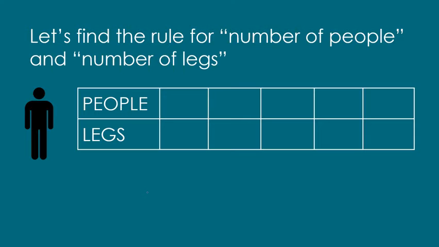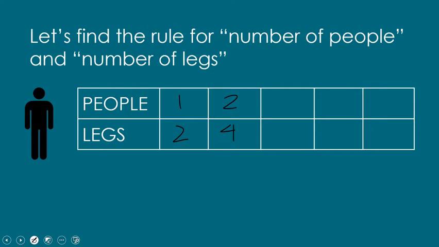So let's create another one. Let's do an example here. What if I wanted to find the relationship between the number of people and the number of legs? If one person was standing at the front of this room, there are 2 legs. Then let's say that person grabs another person. So now there are 2 people at the front of the room. How many legs would there be in total? Well, there would be 4 legs in total.